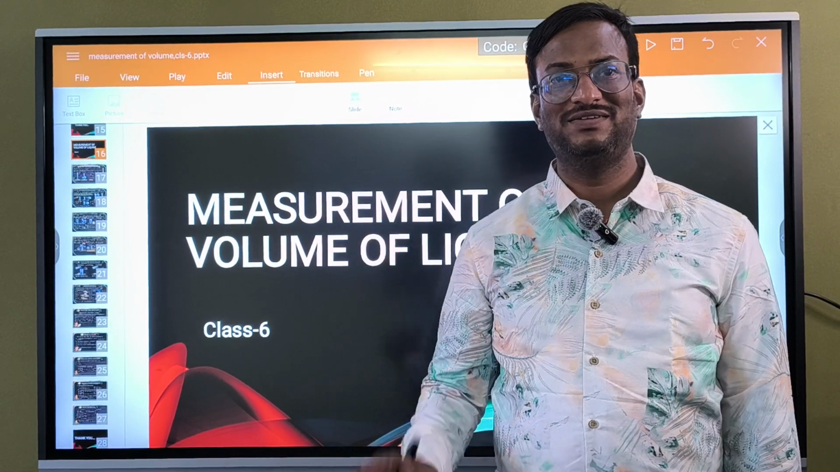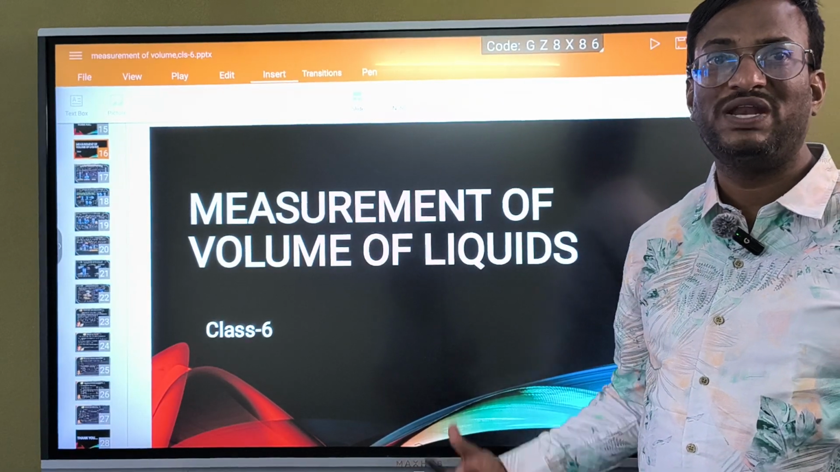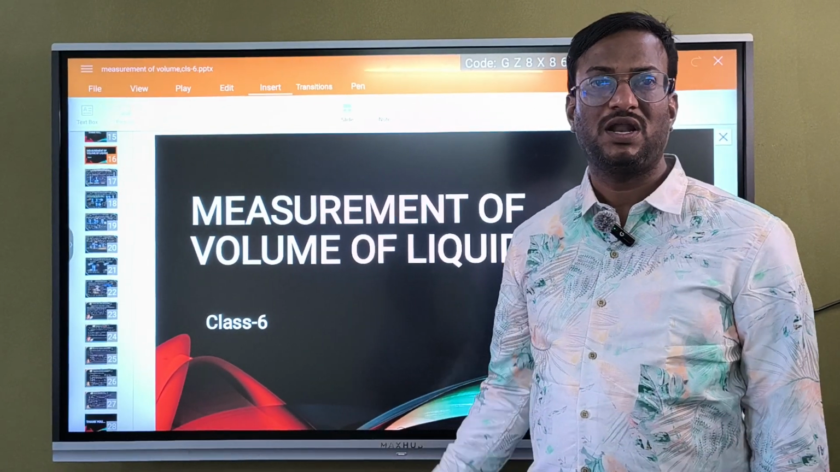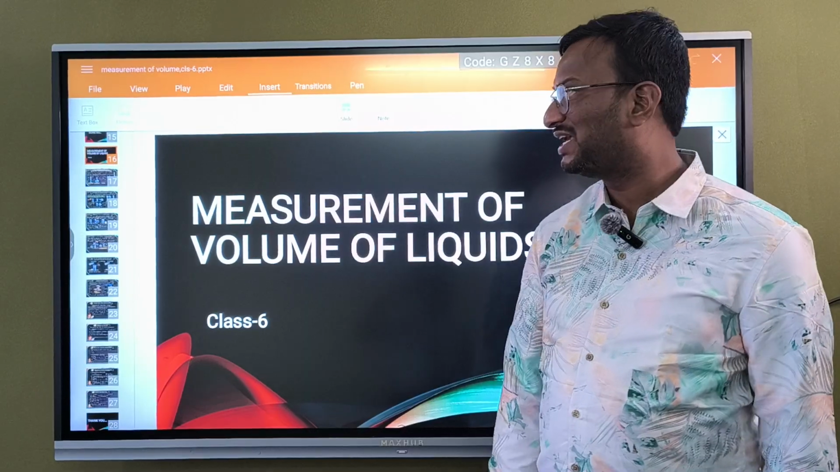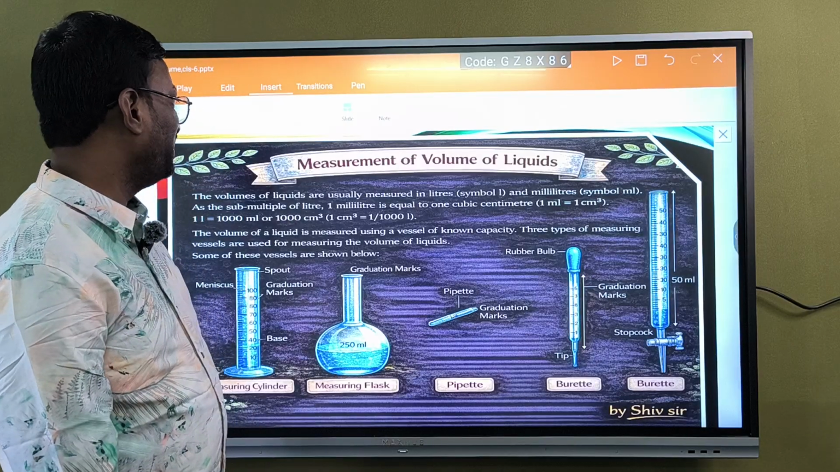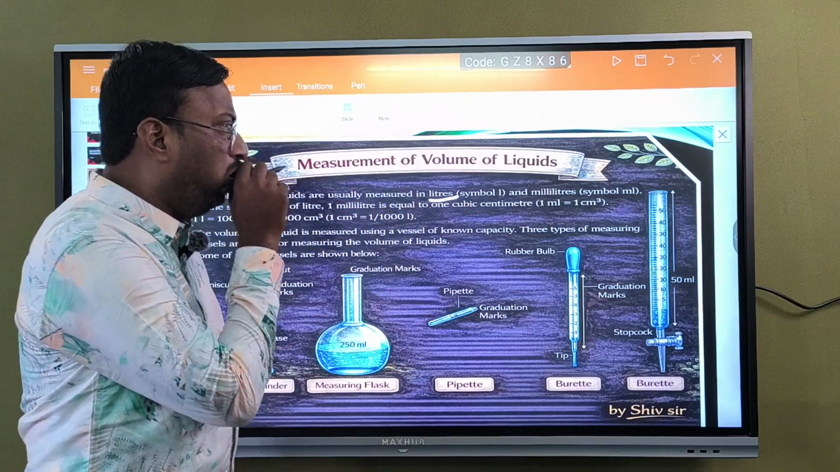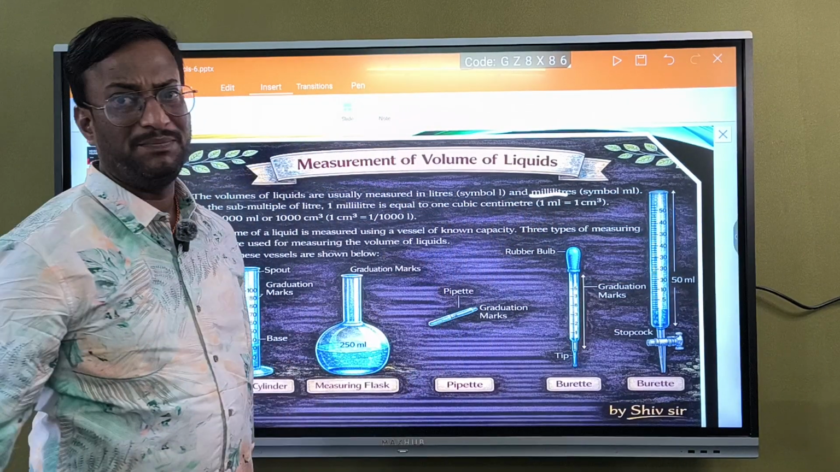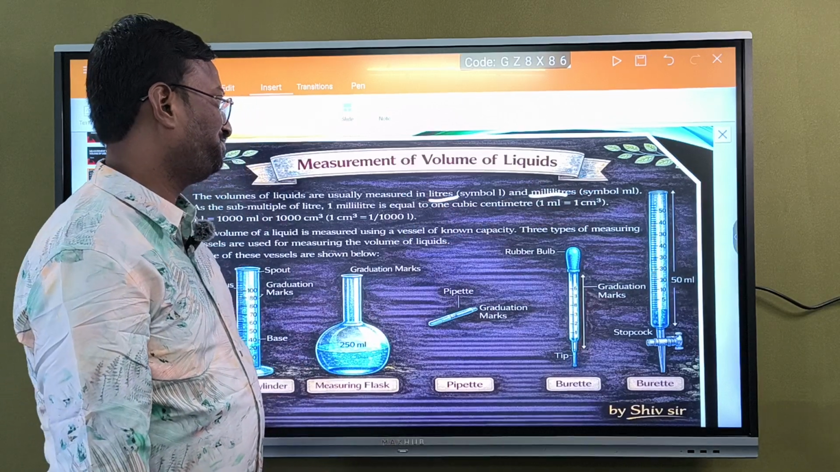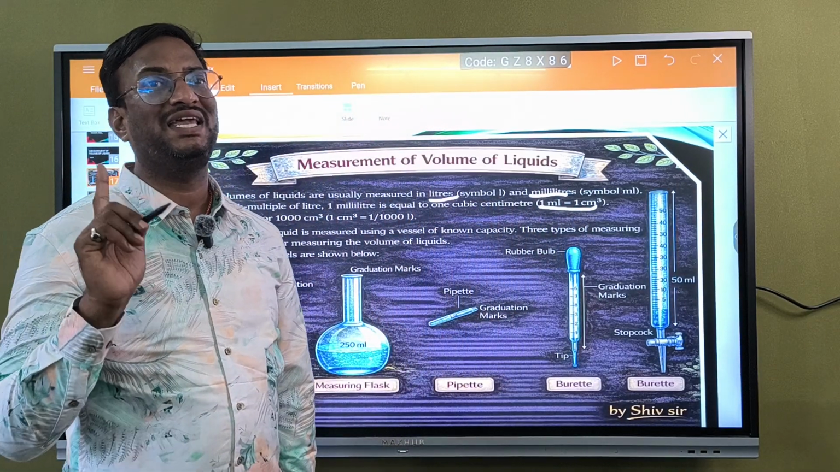Hi children, good morning. Today we shall learn the concept of measurement of volume of liquids. The previous concept is measurement of volume of solids. Now we go for the volume of liquids. In order to measure the volume of liquids, we usually measure in liters and milliliters. The symbol of liter is small l and the symbol of milliliter is ml. 1 milliliter is equal to 1 cubic centimeter.